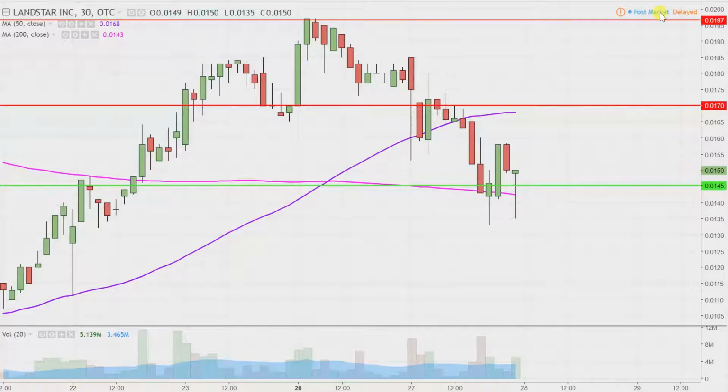So keep an eye on those two levels. They are what would be considered the technical areas of resistance. And then as far as support, 0.0145, kind of a double whammy here. Not only did the price hold today above that green line, but then you also have that pink line right there, which is the very famous 200 period simple moving average.